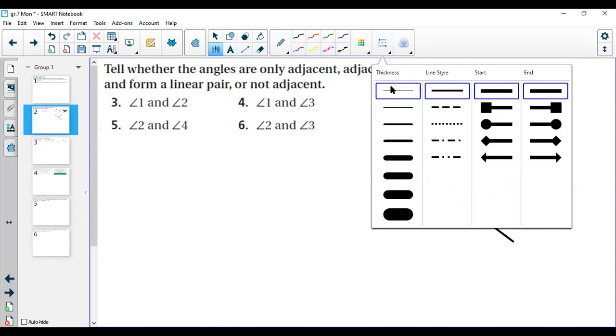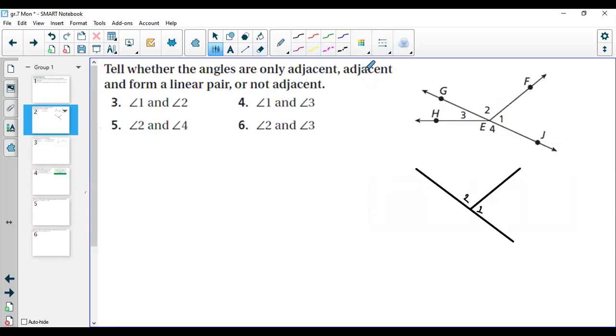So which one do you think we are going to say? We are going to say that it is adjacent and forms a linear pair, because it is adjacent as they're sharing the same arm, and also they are straight, so we say it is linear also. This is angle 1 and 2.